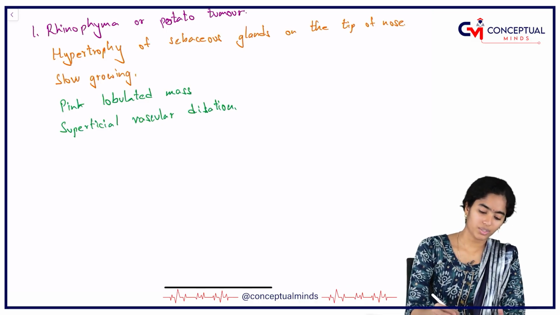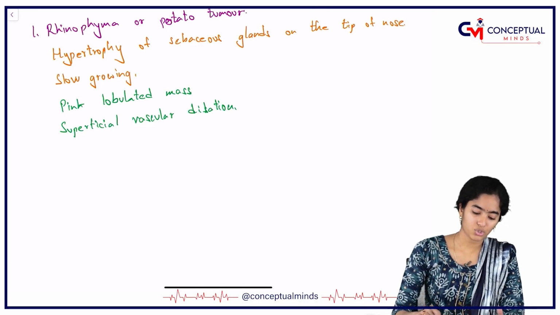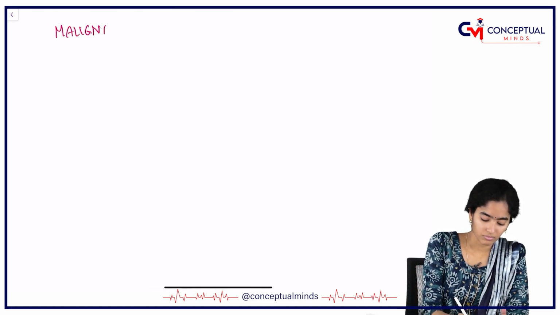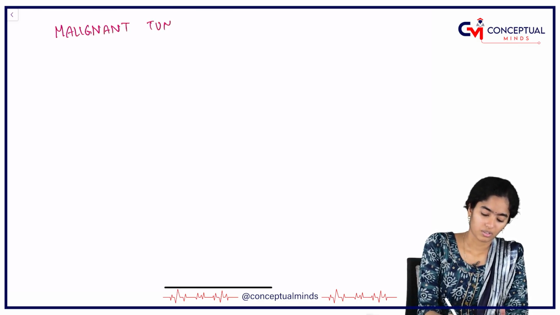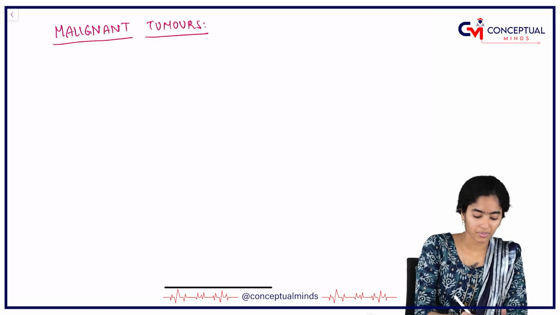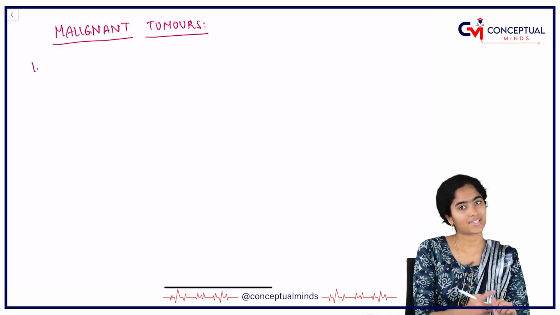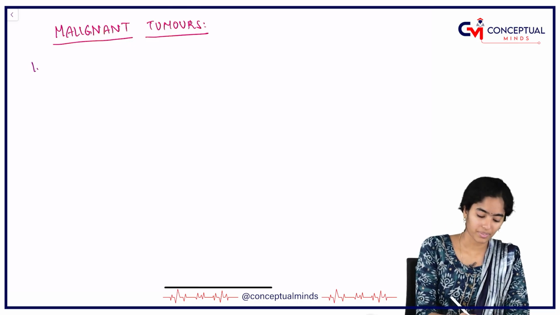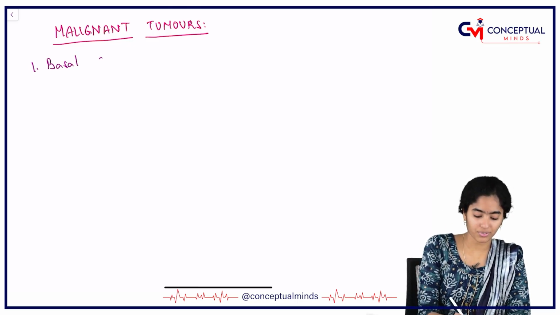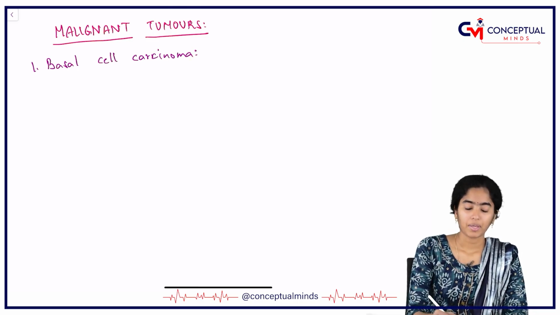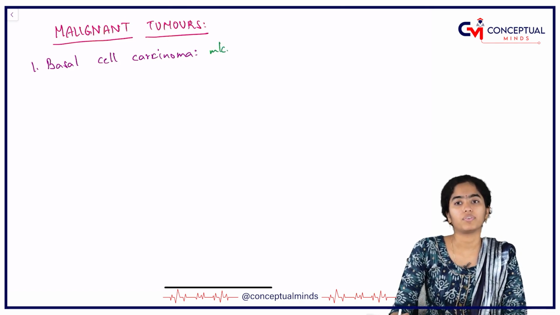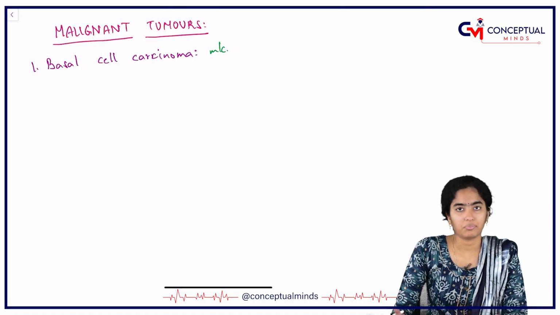Okay. So let's move on to the next category, and that is malignant tumors. Under malignant tumors, we just have three of them, very predictable. First is basal cell carcinoma, next is squamous cell carcinoma, and finally a malignant melanoma. Let's discuss basal cell carcinoma first. Among these three, basal cell carcinoma is the most common one. It is the most common malignant tumor involving the nose. It affects males and females equally.